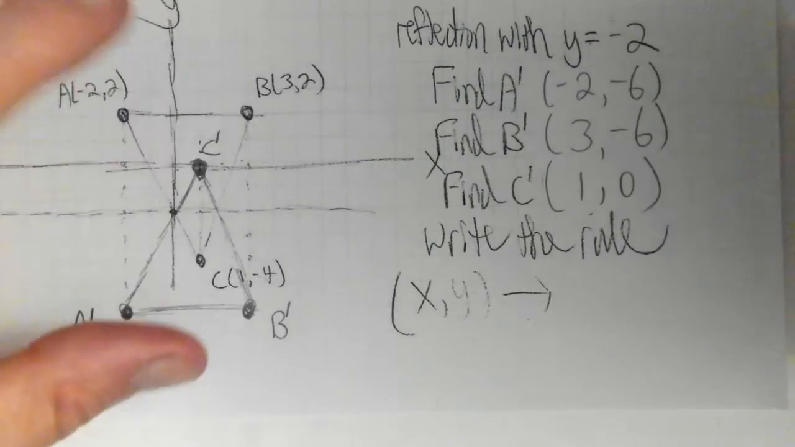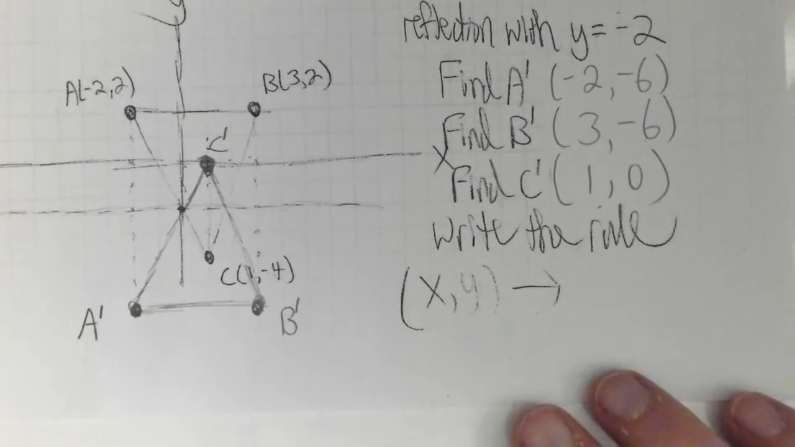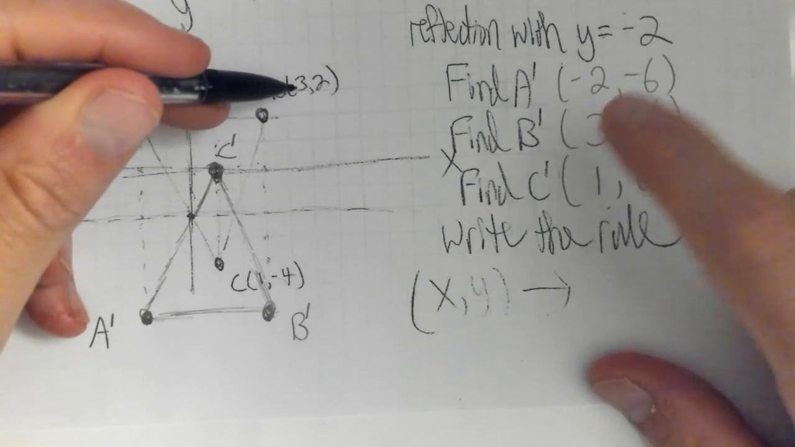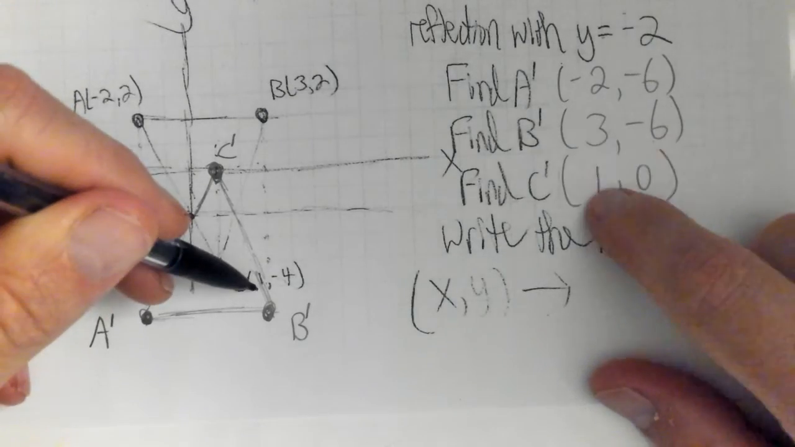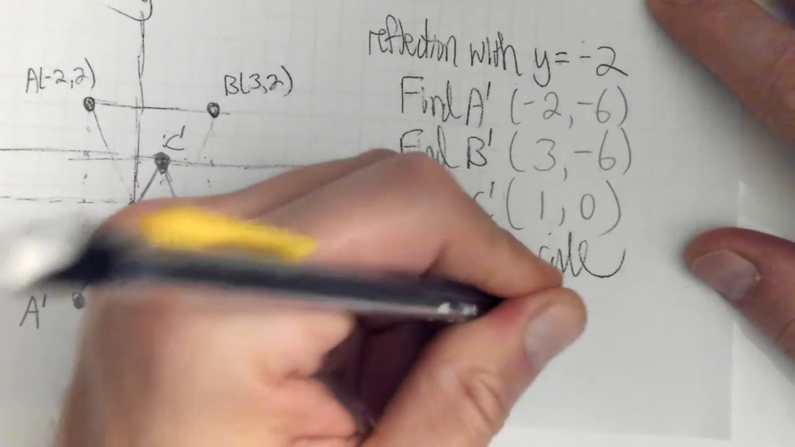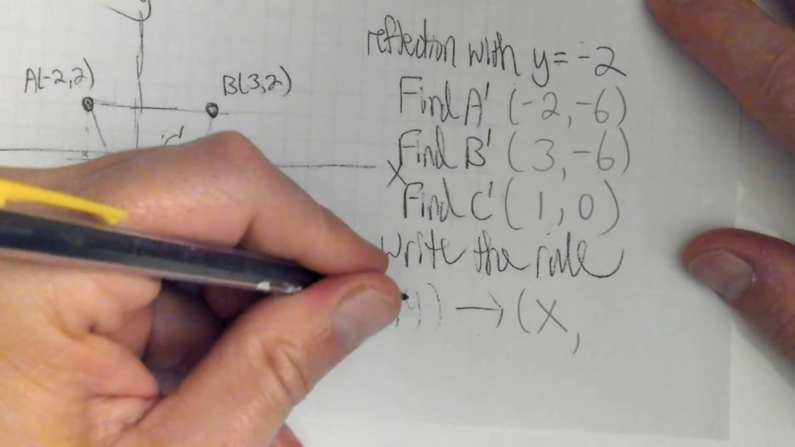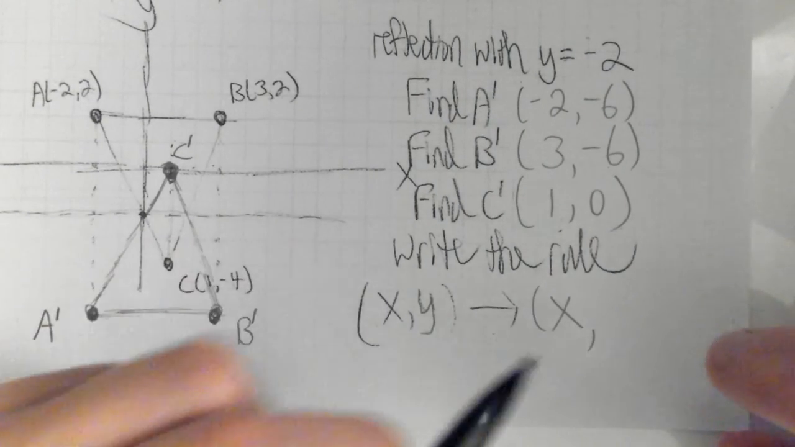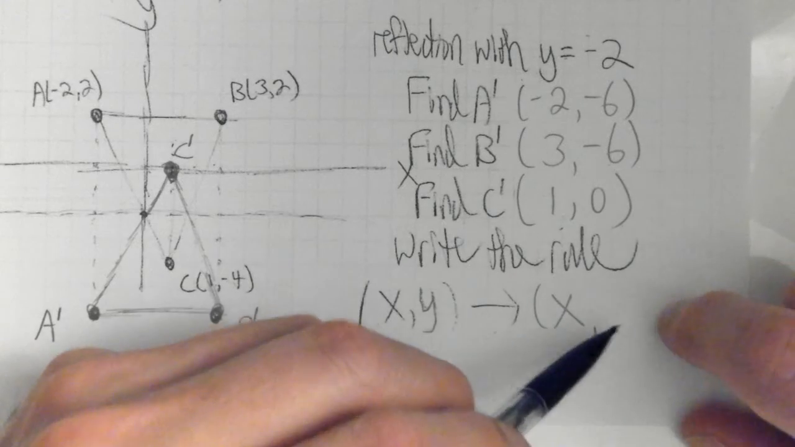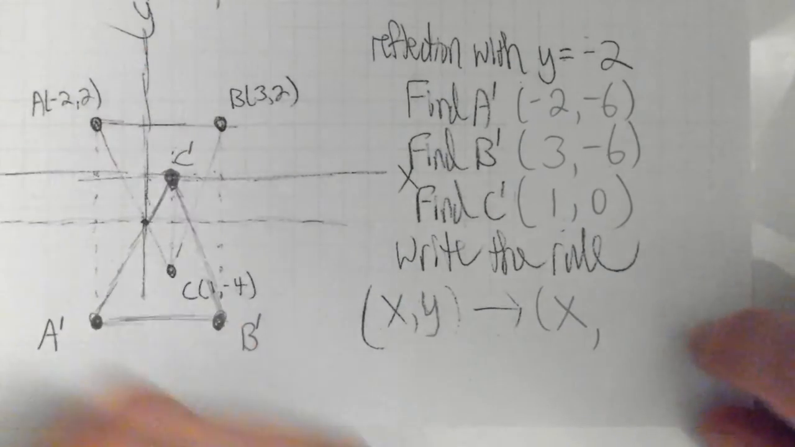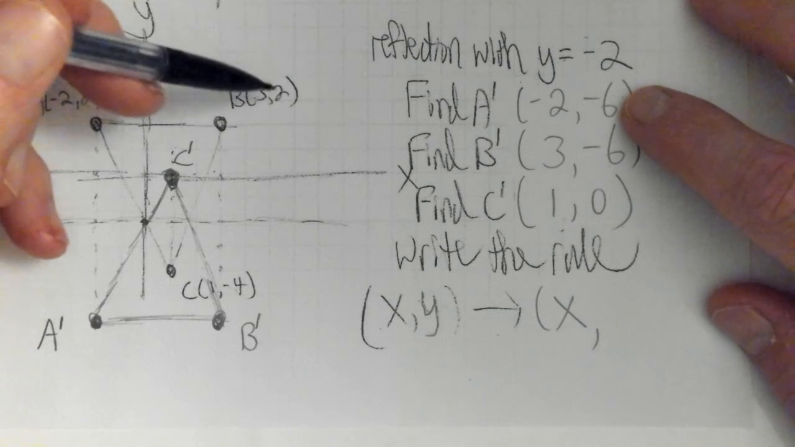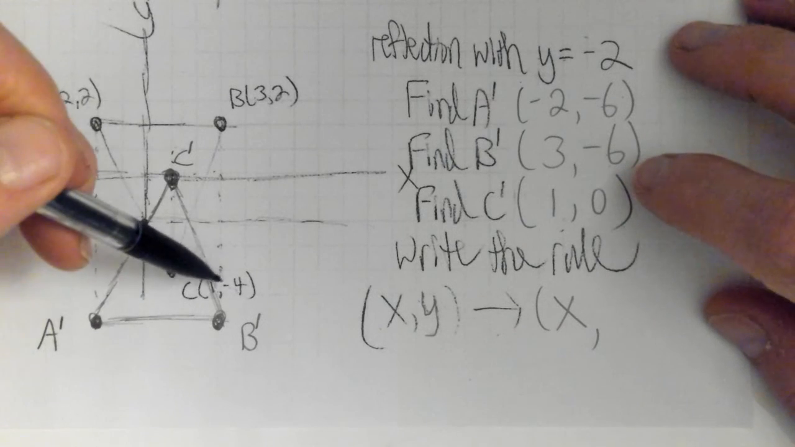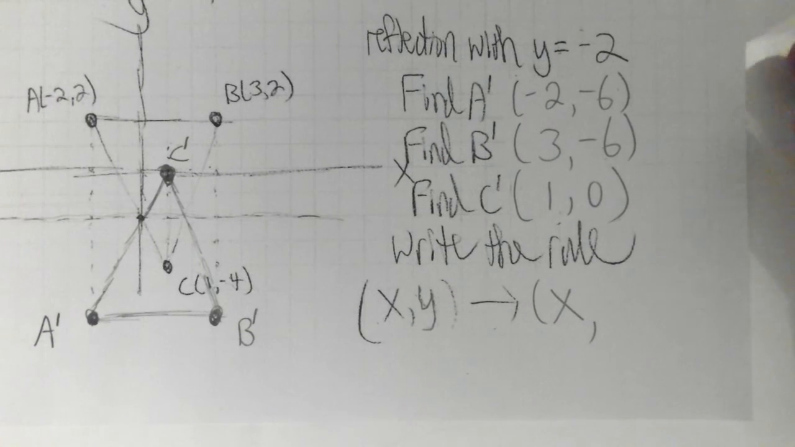All right? Now, how are we going to write the rule for this? Well, first of all, let's take a look at the x coordinates. So -2, -2, 3, 3, and 1, 1. So actually, the x coordinate does not change. It's going to stay the same. And so we just kind of write that back in. As an x, it'll stay the same. Now, here is where we're going to have to make the adjustment. We got to make the adjustment in the y coordinate. So the y coordinate goes from 2 to -6, from 2 to -6, and from -4 to 0. So how are we going to account for that?